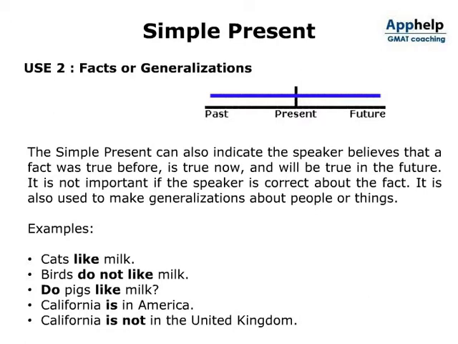Some examples are: cats like milk. Birds do not like milk. Do pigs like milk? California is in America. California is not in the United Kingdom.